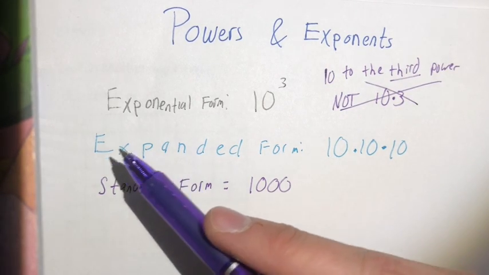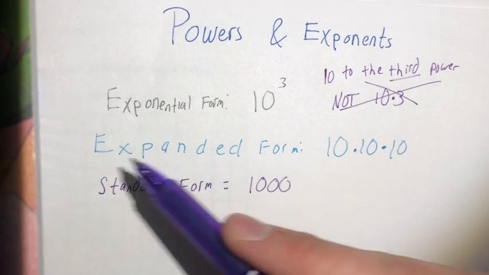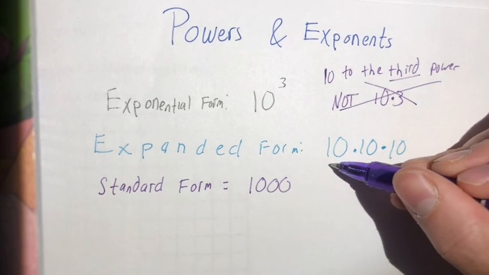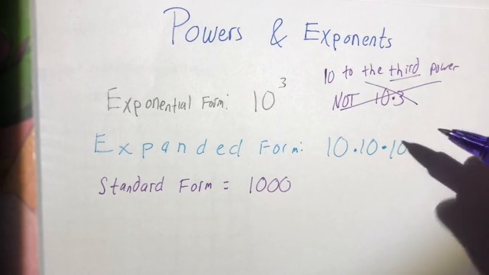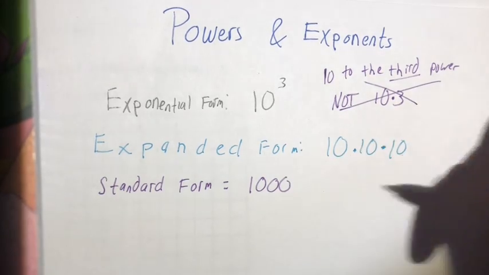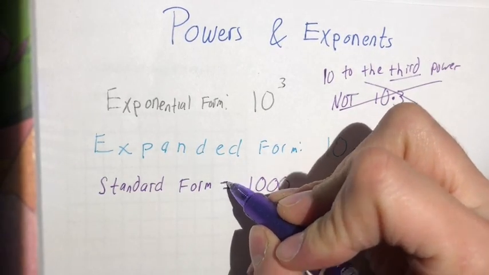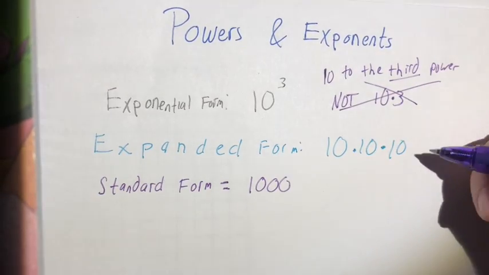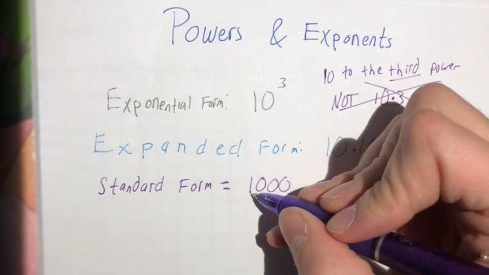So we call it expanded form. It makes it bigger if we just write out 10 times 10 times 10. It's expanded. It looks bigger. And we're going to see how this can actually help us discover some rules about exponents that we can use pretty easily that'll make it easier to deal with larger exponents and larger quantities. And expanded form is going to help us to do that. And then standard form, again, is just what does it equal? Like, what is the value of that number? So 10 cubed, or 10 times 10 times 10, as you know, is 1,000.